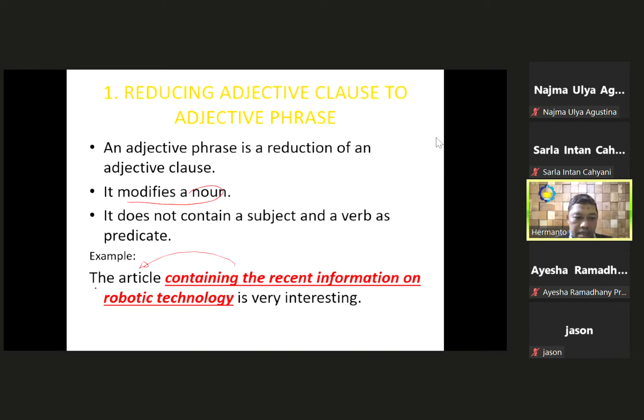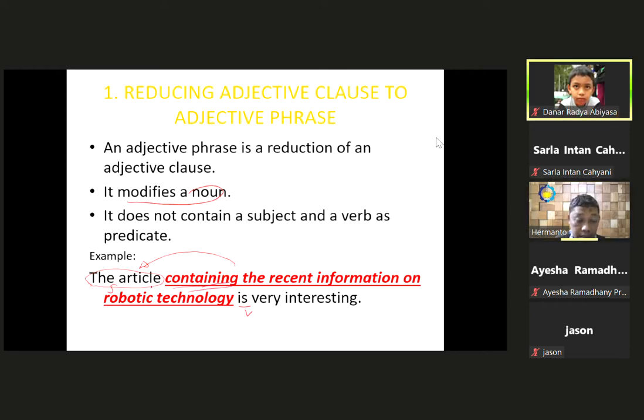As you know, the main subject of this sentence is the article. And actually, this adjective phrase is also part of the subject. As we discussed about subject-verb agreement, the subject is the article, the main subject, the essence is the word article, and the predicate of this sentence is. This is the predicate, not the word containing. Containing is not the predicate of the subject, the article.